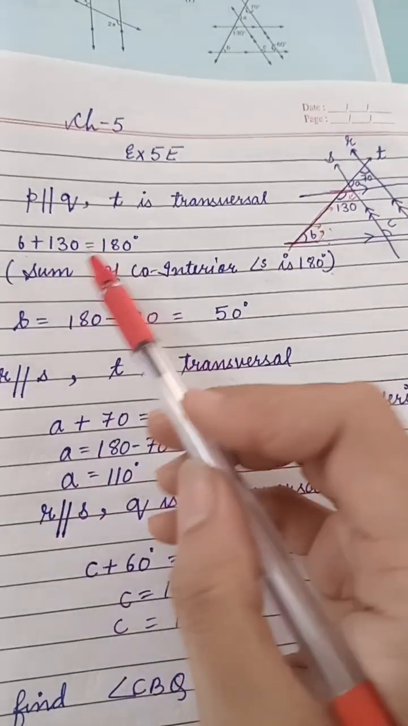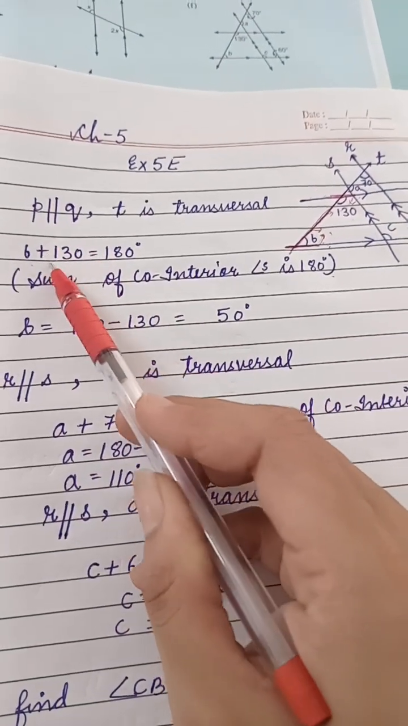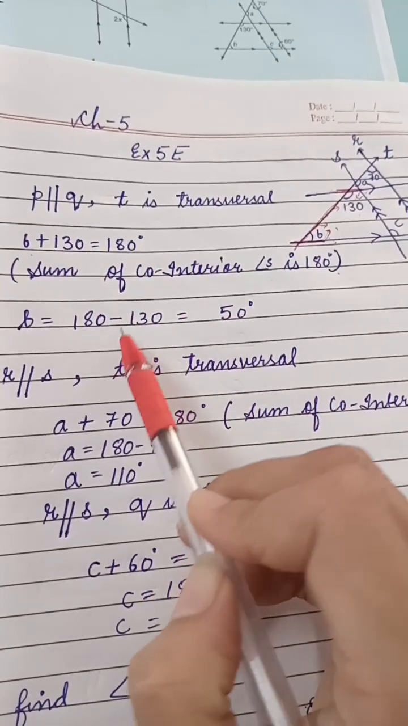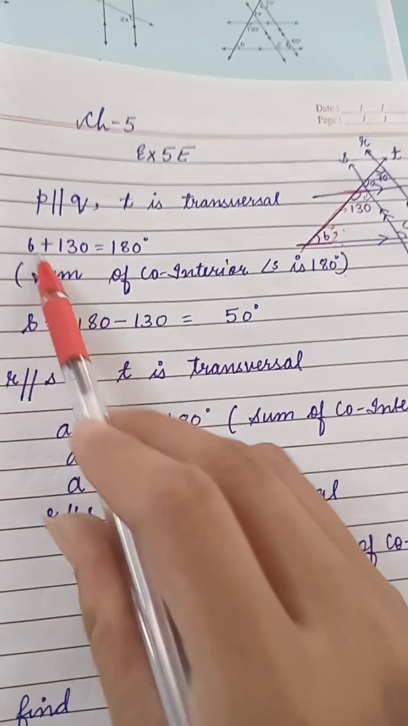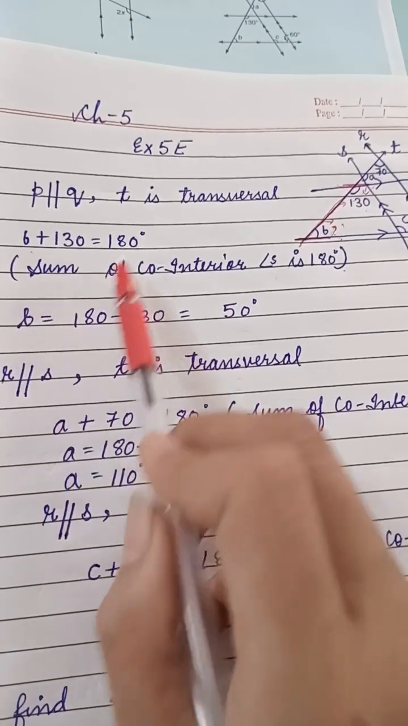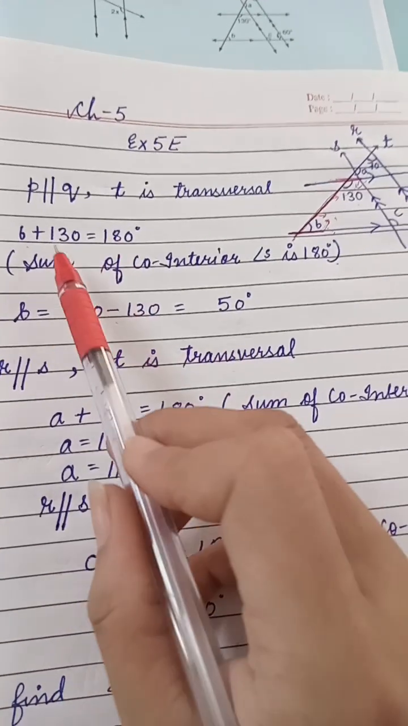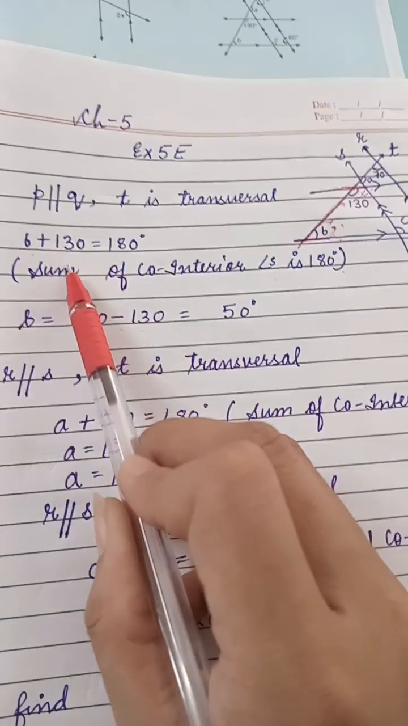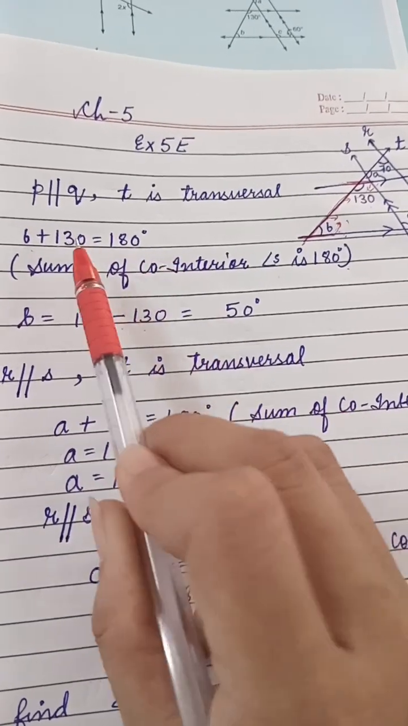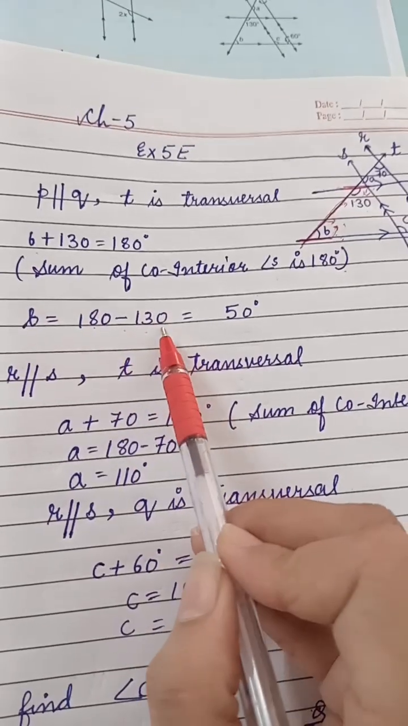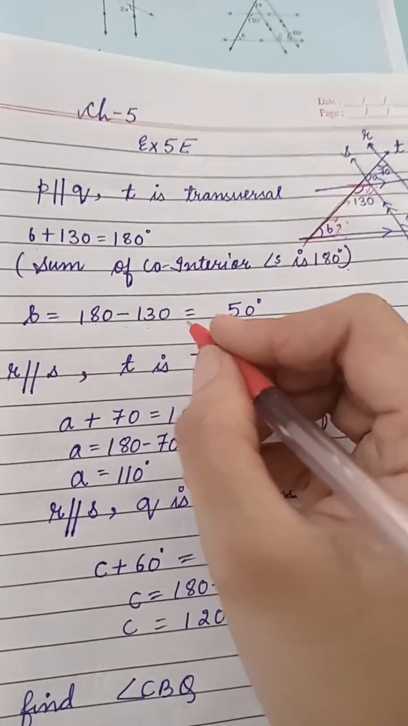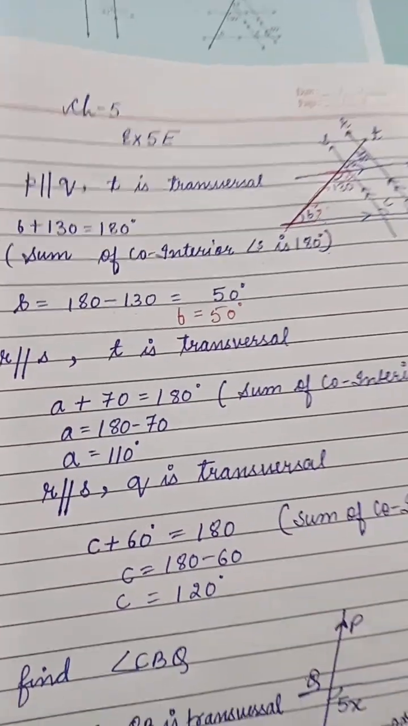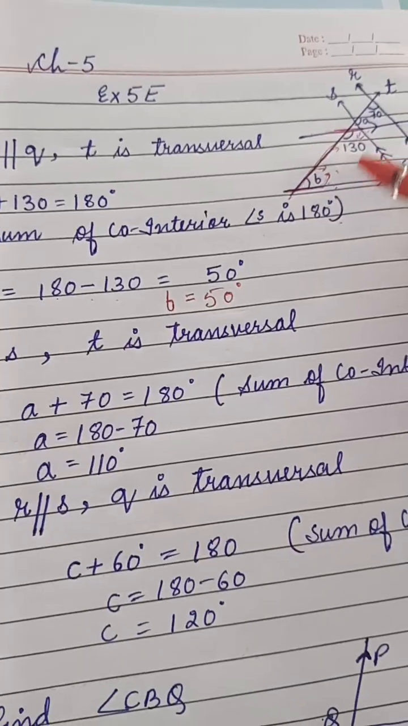Correct? Now this 130 is on the left hand side of the equal sign. Coming to the right hand side, it will become negative. So B will remain as it is, equals as it is, 180 will also be as it is. 130 will become minus 130. When it changes its side, the sign will change. Side change, sign change. Correct? So 180 minus 130, 50 degrees. So what is angle B? 50 degrees. Correct?